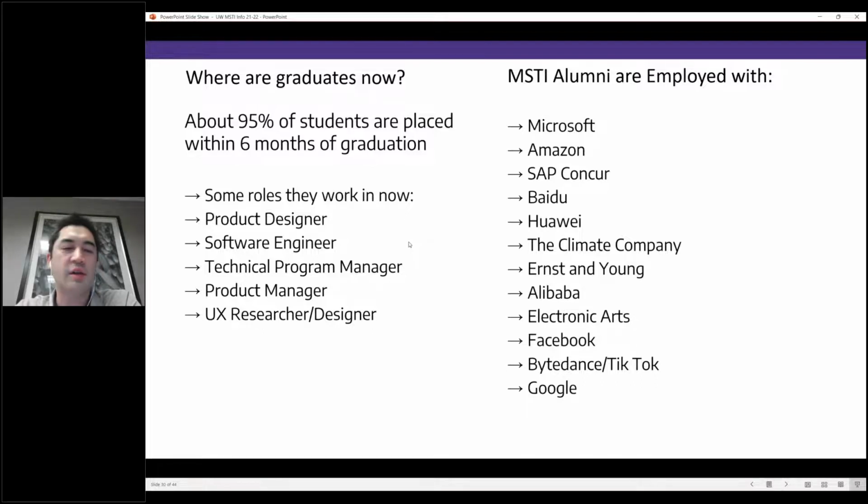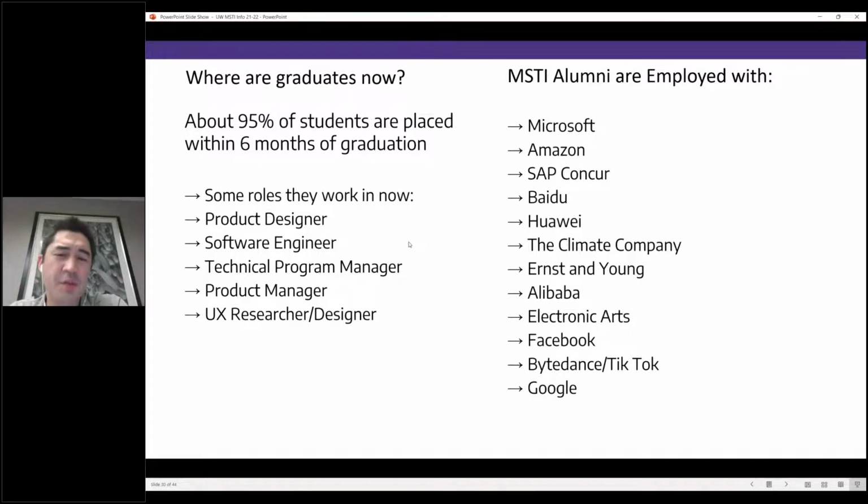Typically, they're working on the software for a hardware product. Could be up to product designers. A lot of program managers and project managers come out of the program because the blend of skills that our students get is perfect for that. UX designers and UX researchers are also growing in popularity recently. So these are just a few of the different fields that they end up working in.